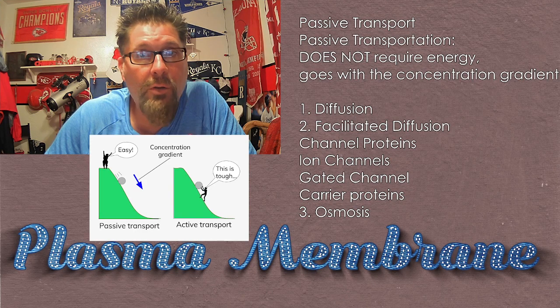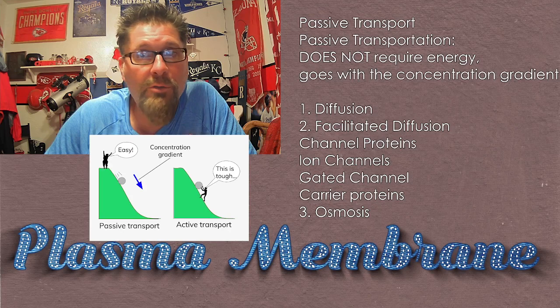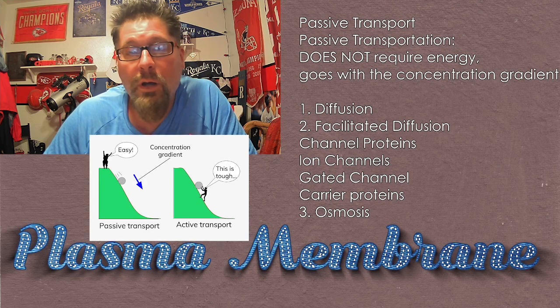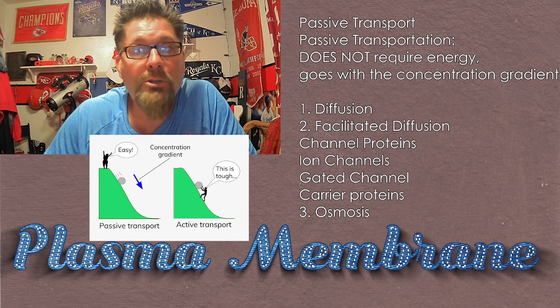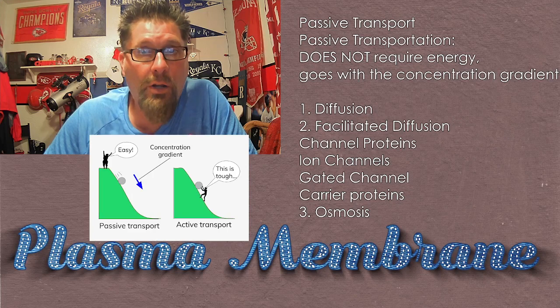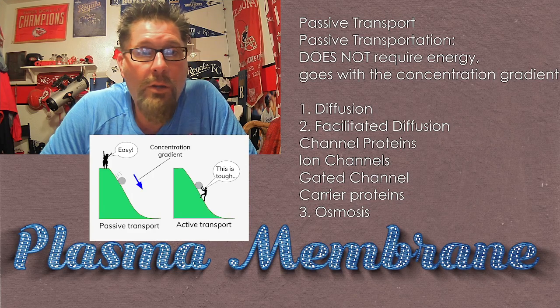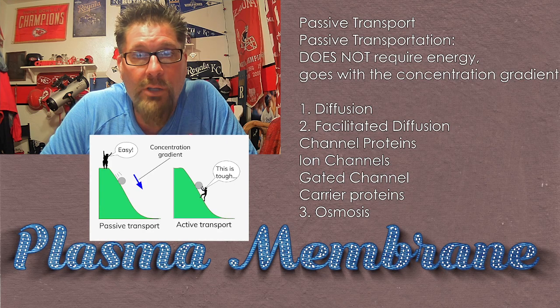Water moves through the membrane. Oxygen moves through the membrane. Carbon dioxide moves through the membrane. Ions in open passageways, open proteins, move through the membrane, all based on a super important process or concept called the concentration gradient. The concentration gradient is going to be the most important thing to grasp in this process.